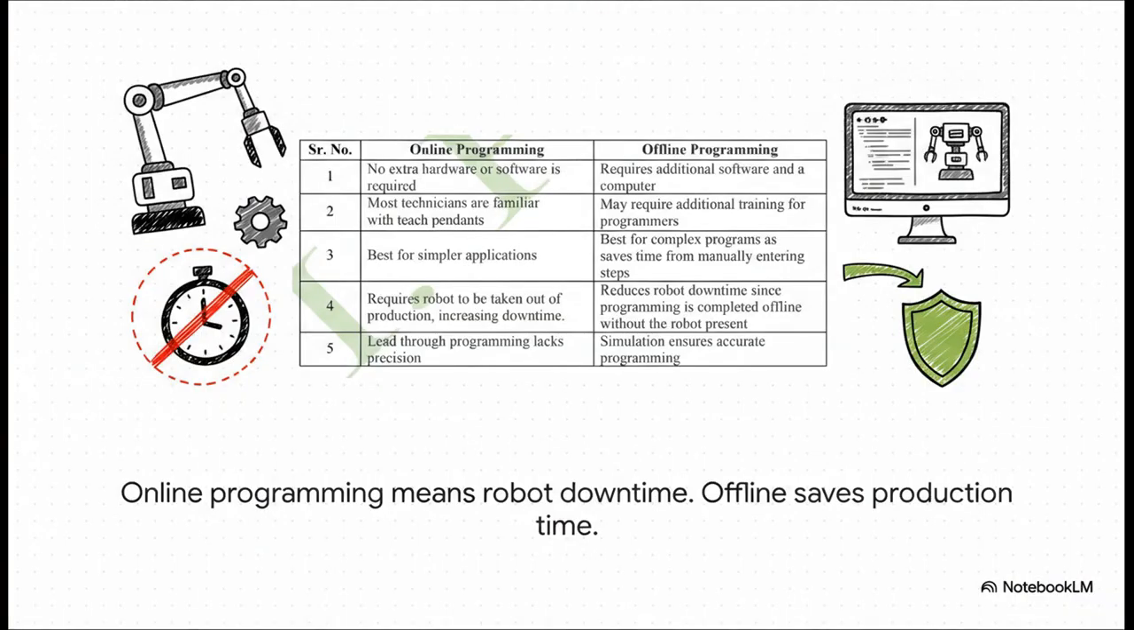Online programming, with the teach pendant, is simpler. But, and this is a huge but, you have to stop production to do it. The robot isn't working, and that's expensive downtime. Offline programming lets you write and test everything on a computer without ever stopping the robot. So while it might take a bit more setup, it can save you a ton of invaluable production time.